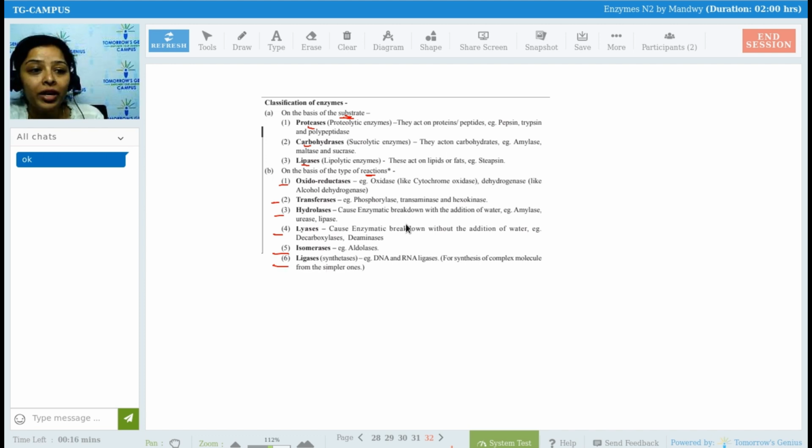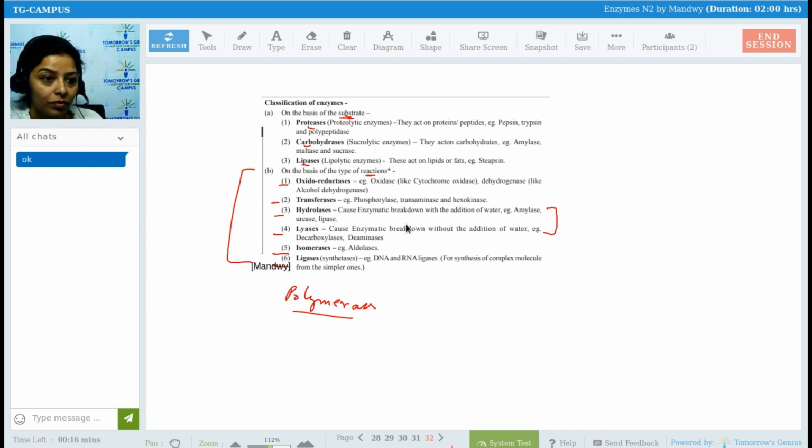Here polymerase is missing. Are you getting me? So these two are a little bit similar, and the additional one is polymerase. So polymerase is the new one, but actually there are 6 only. Clear? So you can refer to any of the charts.